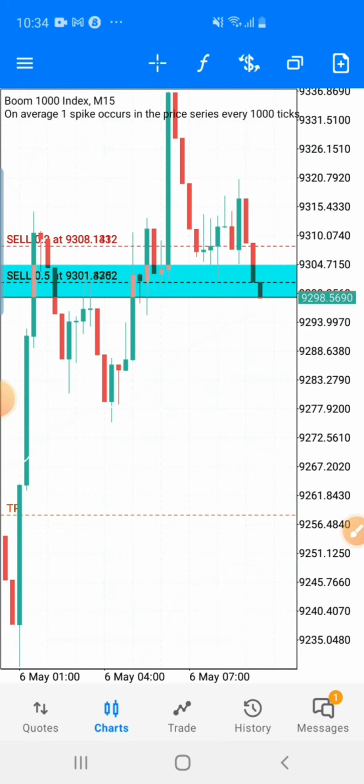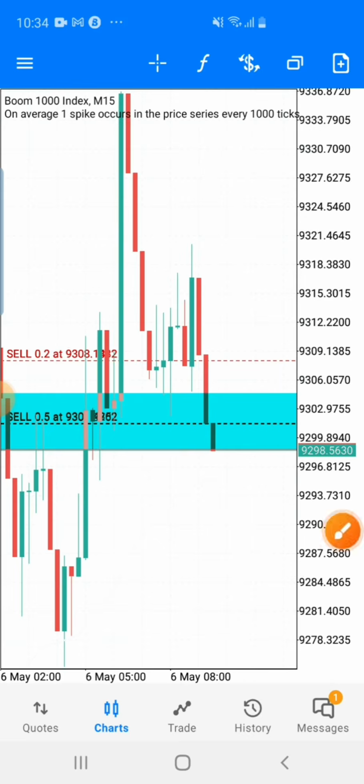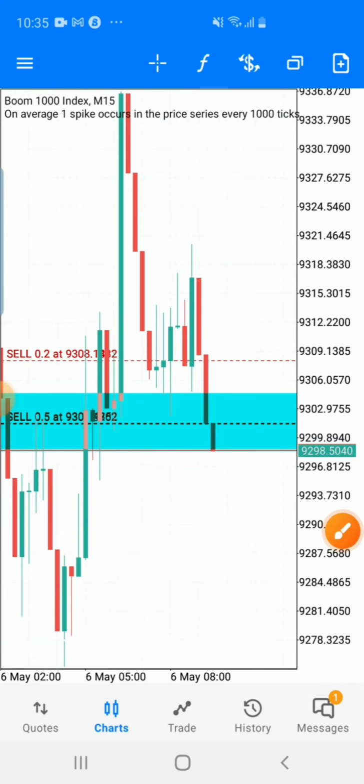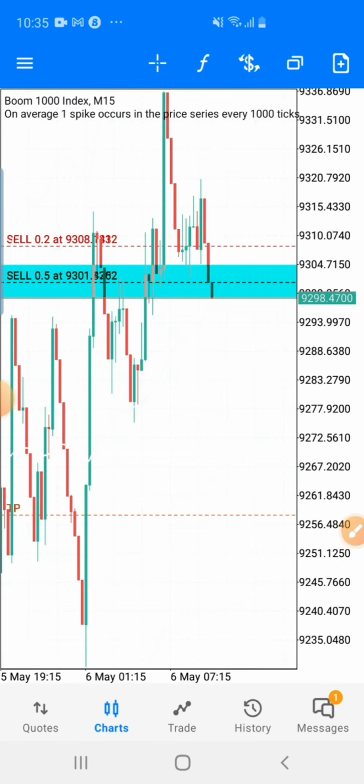You can see I made the first entry at this zone. Then this is my second entry. Now you might be asking, oh, this is too risky. This account, if you have a very long spike, you might lose it. Yeah, that is exactly what account flipping is all about.